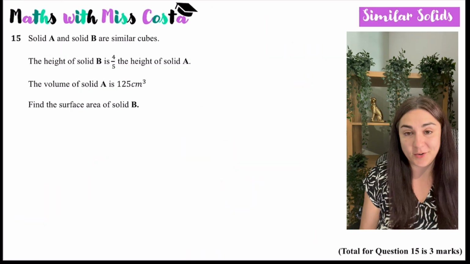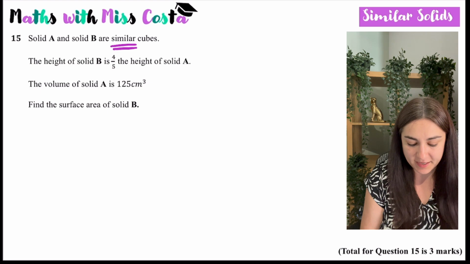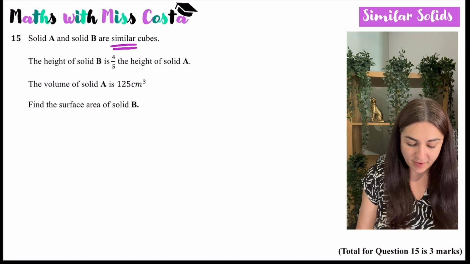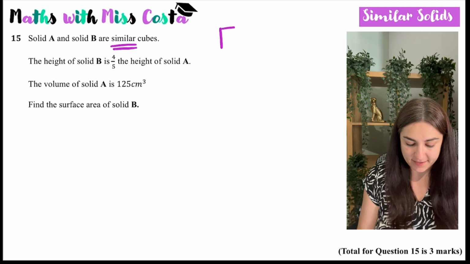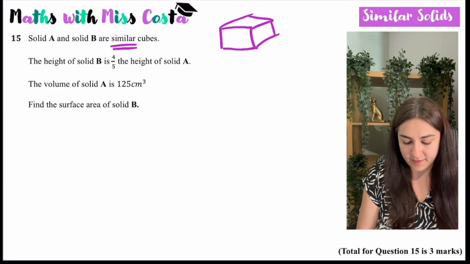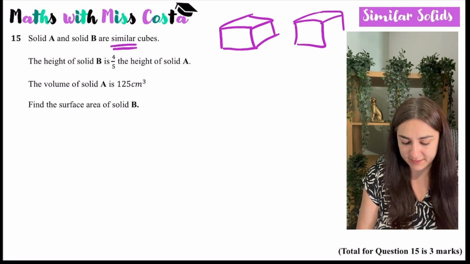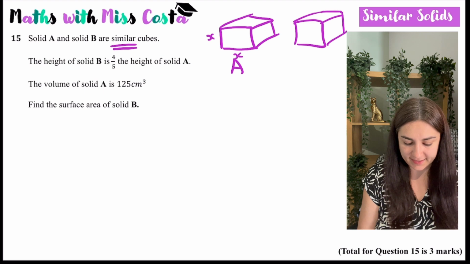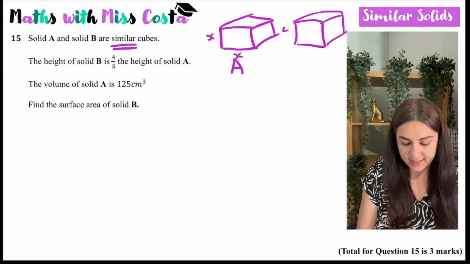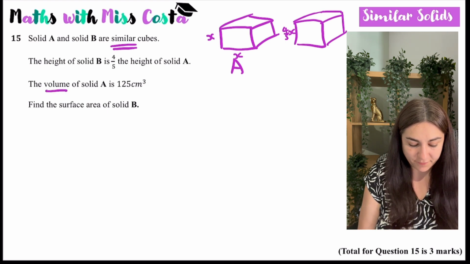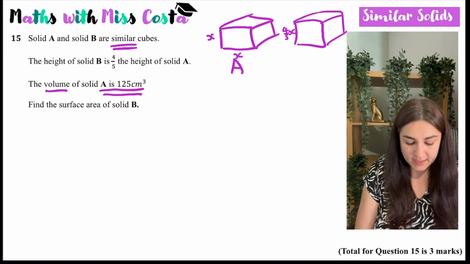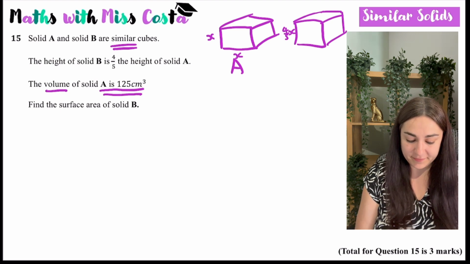Okay, so next I'm told that solid A and solid B are similar cubes. Similar is super important because it tells me that they are enlarged by a common ratio. So the height of solid B is 4/5 the height of solid A. Okay, so I know that they're cubes. So this is solid A, so I could say that's X. And solid B, its height is going to be 4/5 X. I'm told that the volume of solid A is 125 centimeters cubed. Find the surface area of solid B.